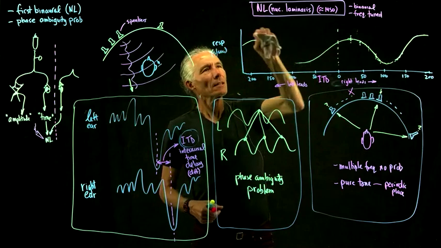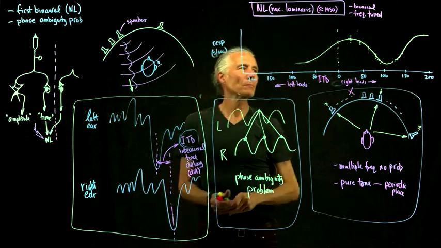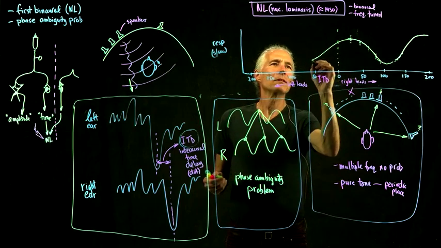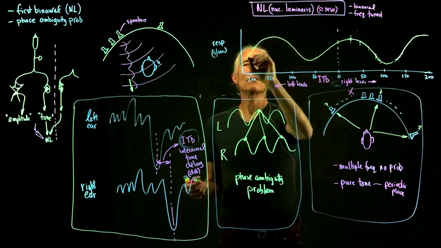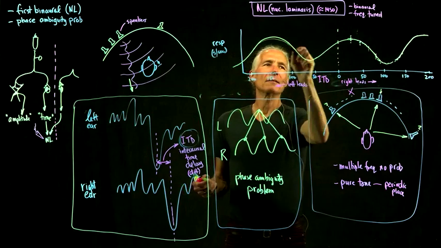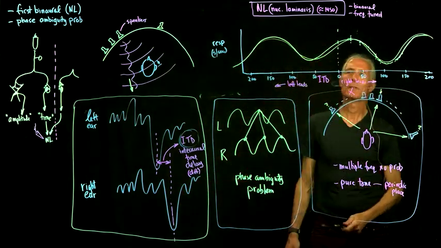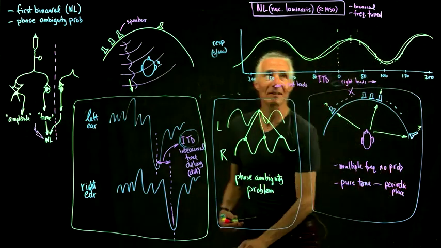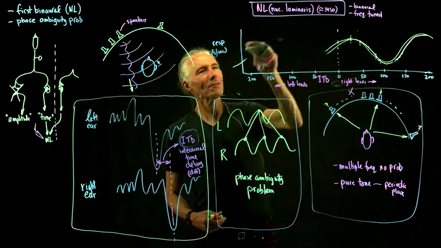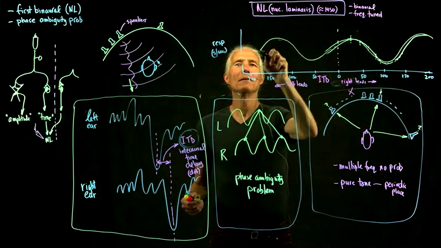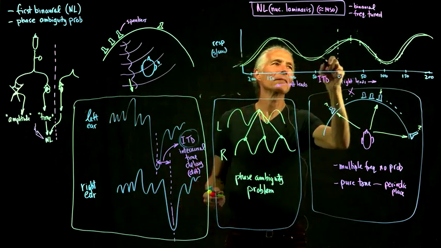So basically you get this sine wave of different responses to different interaural time delays. It's very hard to draw a sine wave of a particular frequency. There we go, I think I got it that time.